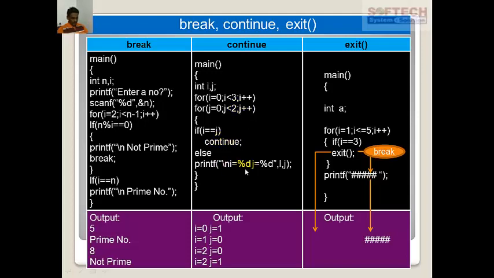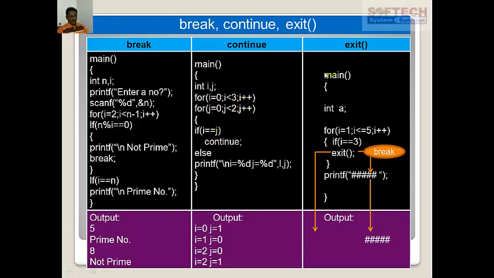Otherwise it displays. So the output will be like this: i equal to 0, j equal to 1. So i value is 0, j value is 1 in the display. Then i is 0, j is 1. j equal to 0, the condition is false. i value is 1, j value is 0. i value is 2, j 0. i 2, j 1, both are equal, so it continues the inner loop. So this example illustrates the continue statement only.